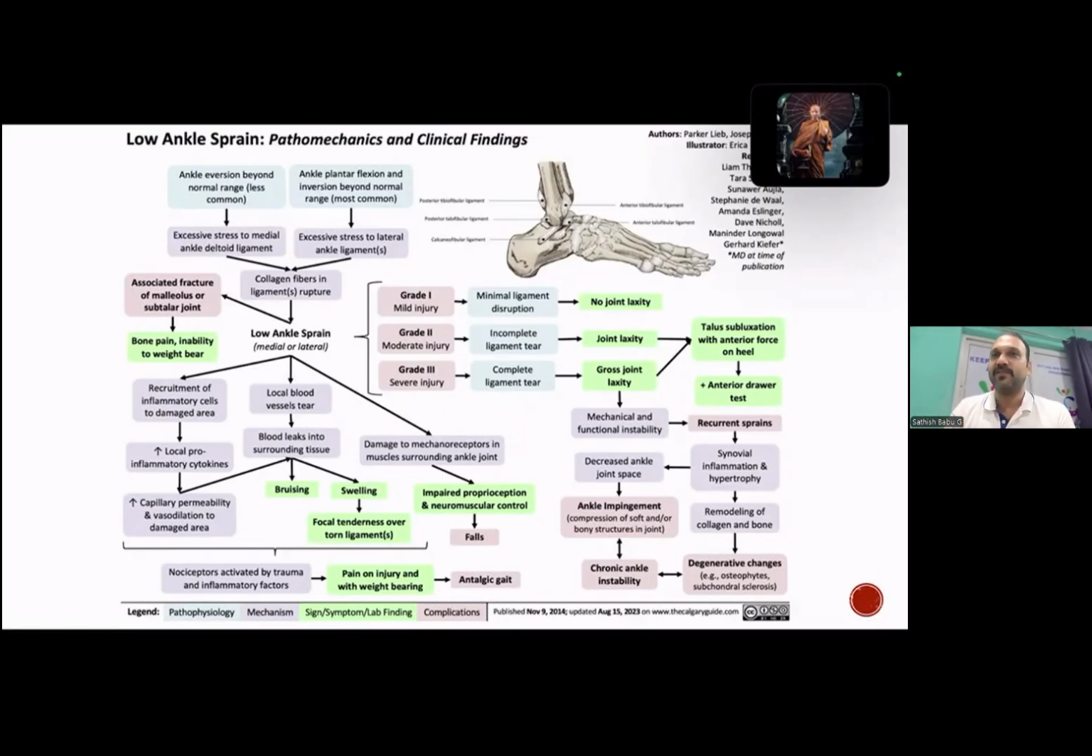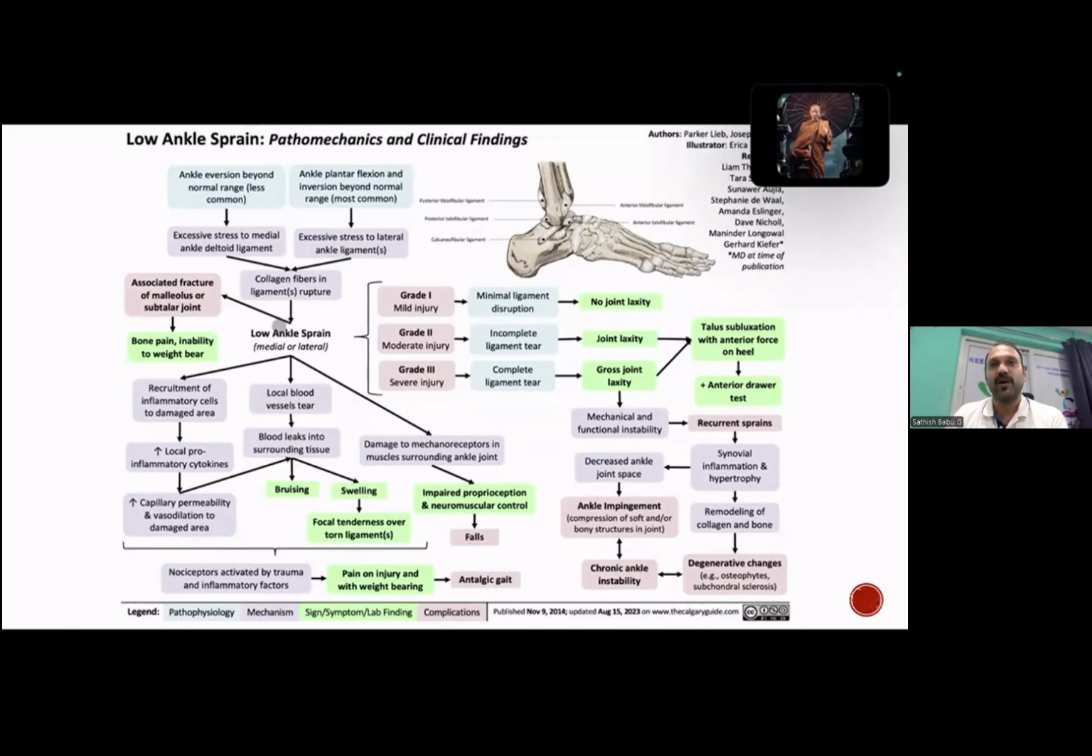So ankle eversion beyond the normal range causes excessive stress on the deltoid ligament. When there is an eversion injury, it is the medial collateral ligament, and when there is an inversion injury, that's the lateral collateral ligament. So medial deltoid ligament and ankle ligament. In both cases, the collagen fibers of the ligaments rupture. That's called a low ankle sprain.